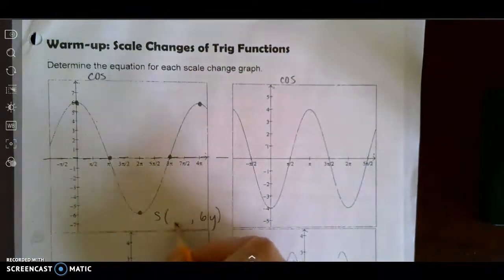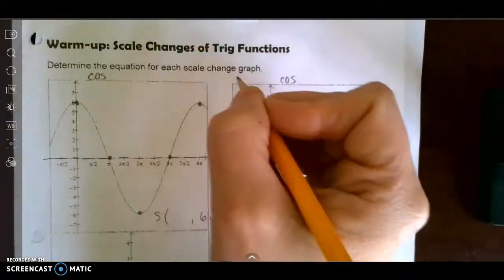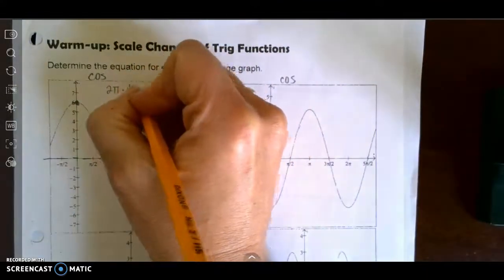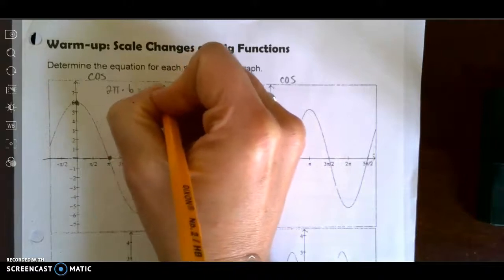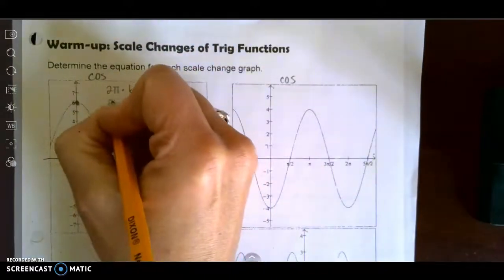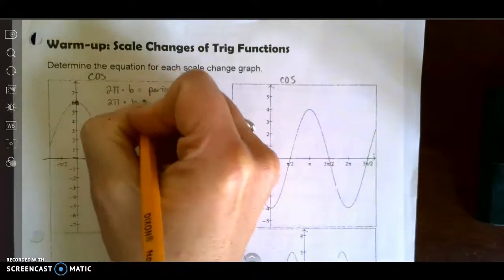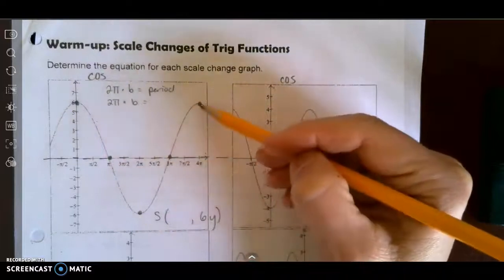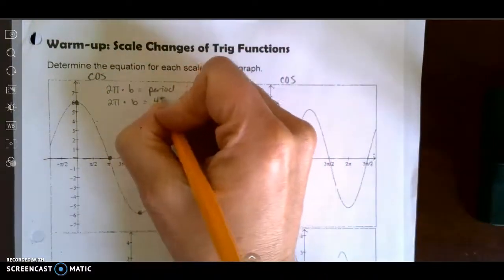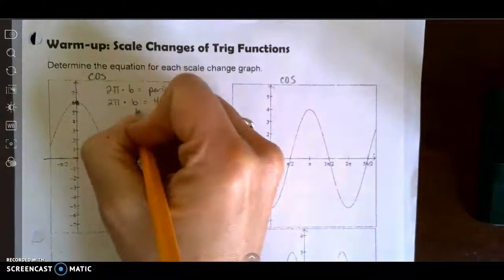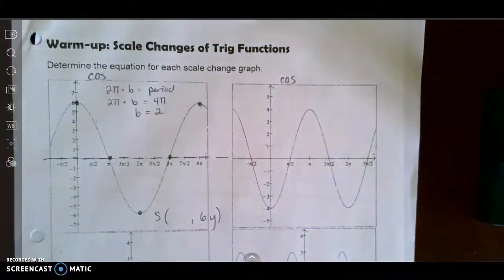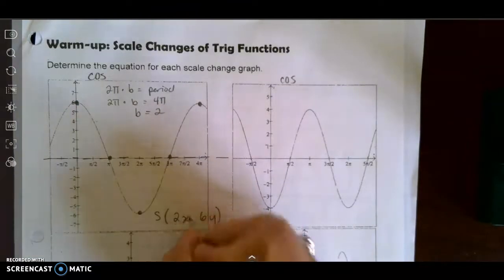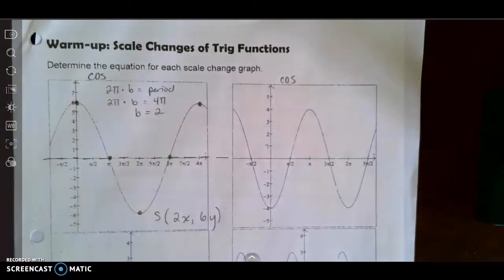Now to figure out my x scale change, I need to remember that 2 pi times b equals the period, and 2 pi times what is my scale change equals, looks like to have a full cosine curve is 4 pi, so b must be 2. That's what actually happens. So 2x is what actually happens.